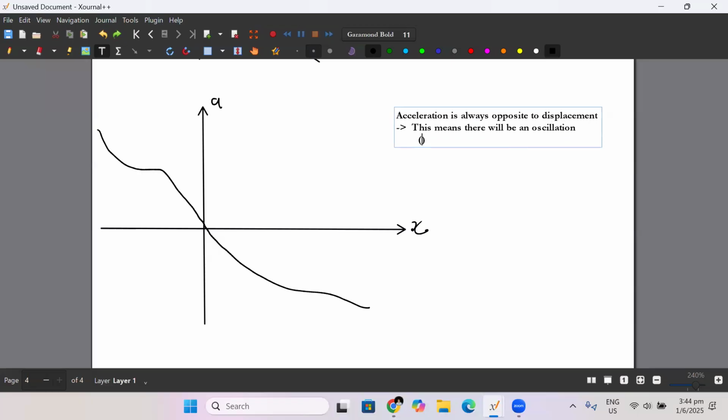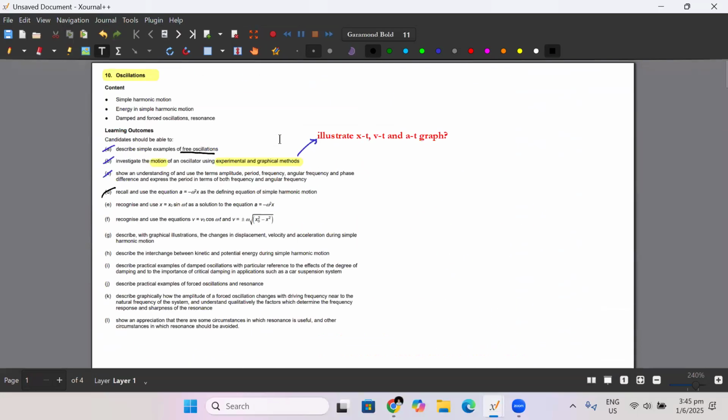And in my head, I'm thinking that since acceleration is always directed to the center, right? So notice that if a is negatively related to x at all points, it's guaranteed you will have an oscillation. Okay, but is this SHM? Then the answer is no, because there is no direct proportion here. And so this kind of oscillation is not a simple harmonic one, but it's still an oscillation nonetheless. Okay, yeah, so let's get that out of the way.